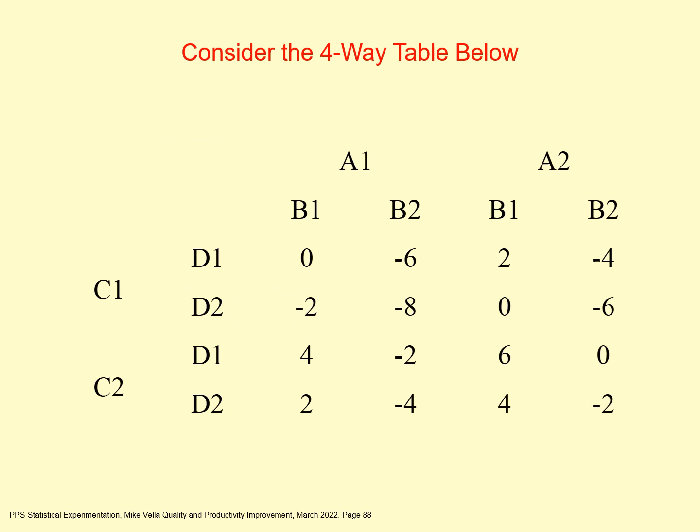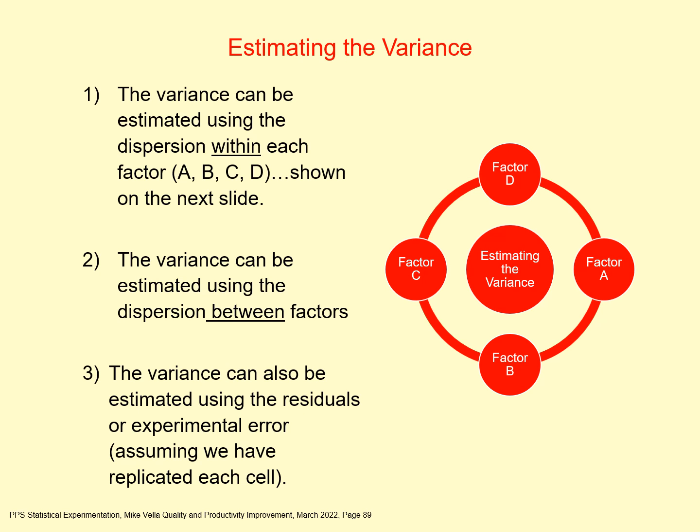Consider our four-way table, the table of the tube cutting process that we discussed in the last section. We can estimate the variance in several ways. The variance can be estimated using the dispersion within each factor, A, B, C, and D, and we'll show you how to do that in the next slide. The variance can be estimated using the dispersion between factors, and the variance can also be estimated using the residuals or experimental error.